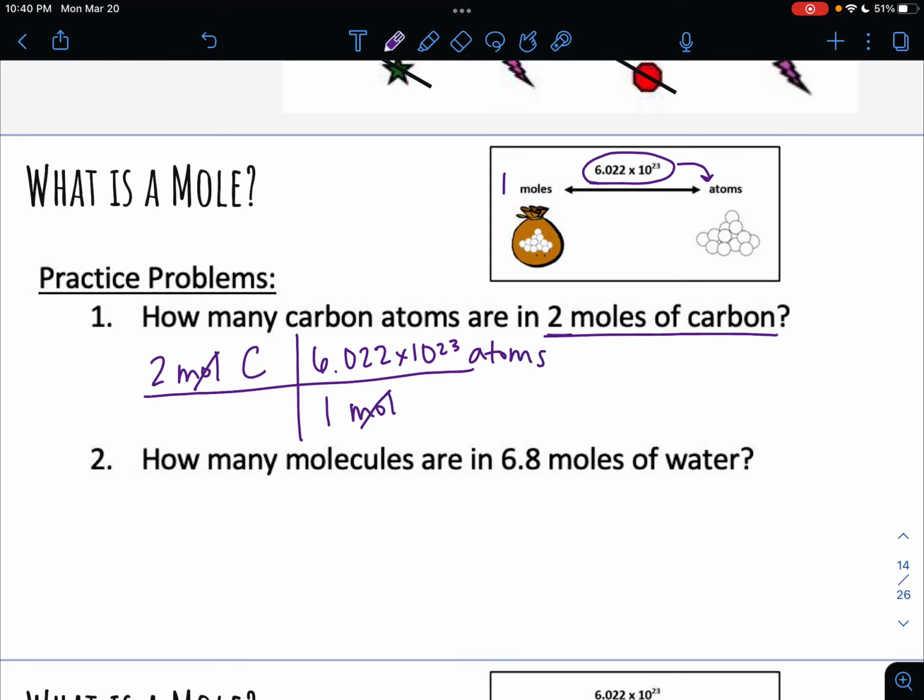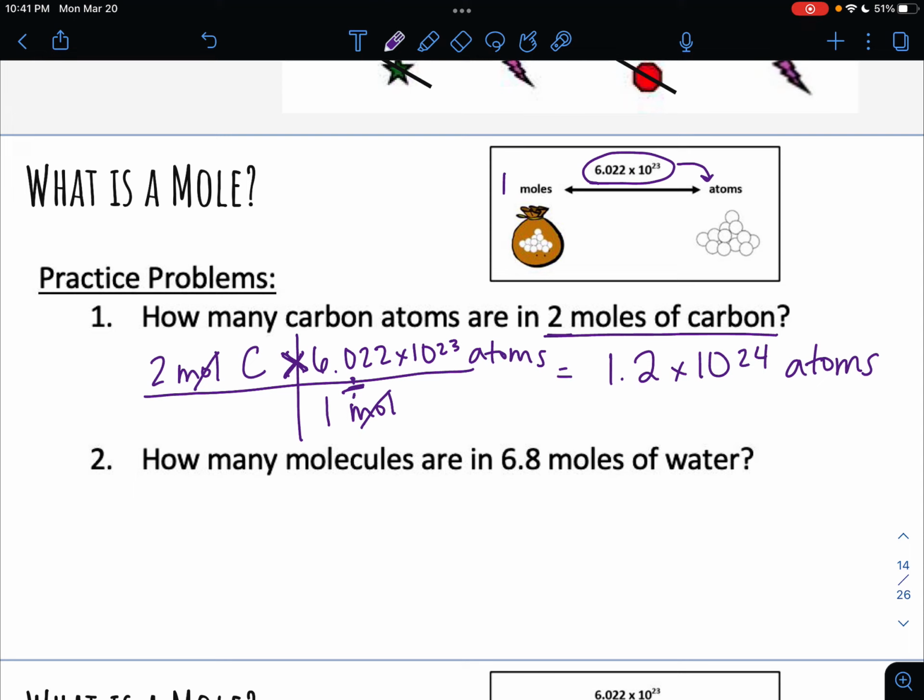So now the mole cancels out, and then now all I have to do is take my calculator and type in 2 times 6.022 times 10 to the 23rd, and I get 1.2 times 10 to the 24th atoms. Okay, because remember, we always multiply what's on top and then divide by what's on the bottom. Okay, so let's look at the next one for number 2.